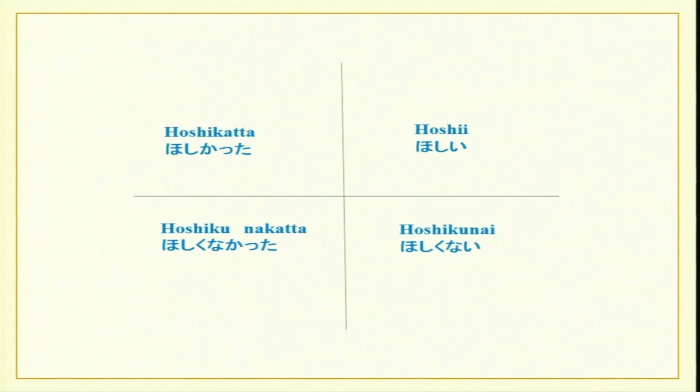Now, this is for you. Hoshi, hoshikunai, hoshikatta and hoshikunakatta. So, remove the I over here and then hoshikunai, hoshi, remove the kunai, put katta, and hoshikunakatta. So, over here you need to remove this and kunakatta has to be added.